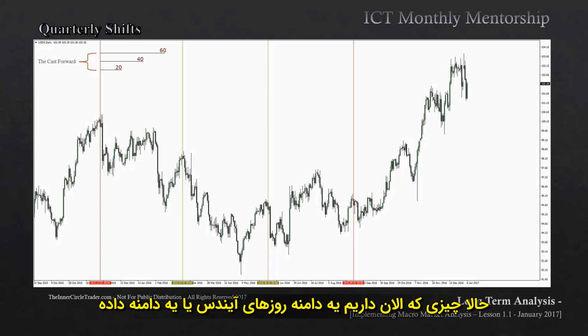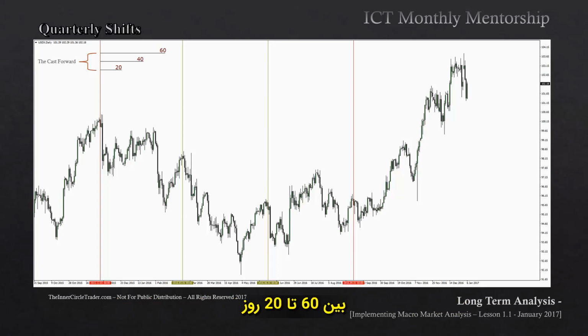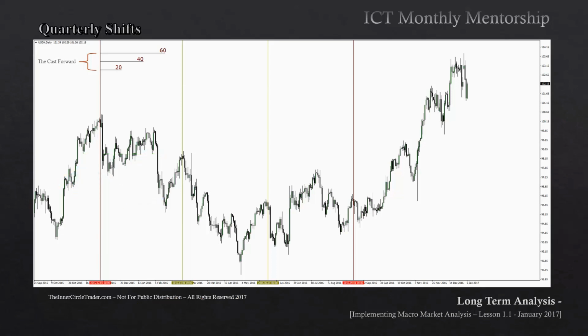And now what we have is a future day range or a data range. The algorithm is going to anticipate doing a shift in the marketplace in that range between 60 and 20 days. If we've seen the market structure break down, as we saw moments ago by delineating this low here, then we're looking for a market move going lower to fill in a potential liquidity void seen here.